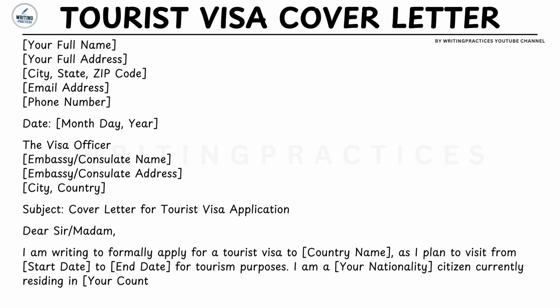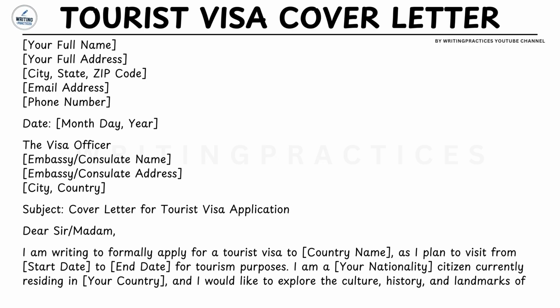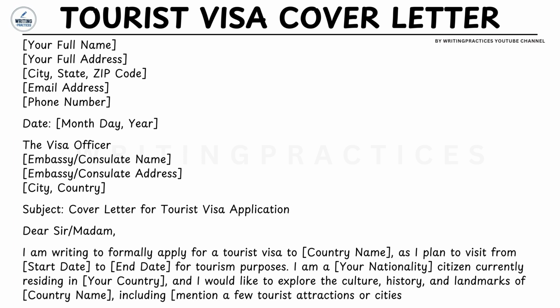From the template: I am writing to formally apply for a tourist visa to country name, as I plan to visit from start date to end date for tourism purposes. I am a your nationality citizen currently residing in your country, and I would like to explore the culture, history, and landmarks of country name, including mention a few tourist attractions or cities you intend to visit. This paragraph sets the tone for your entire application.